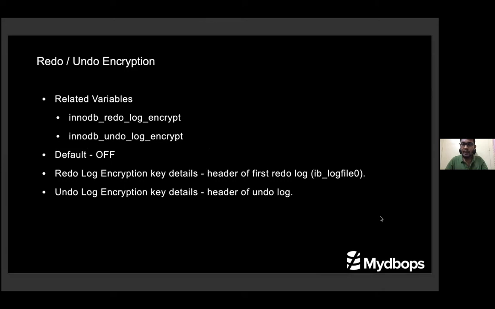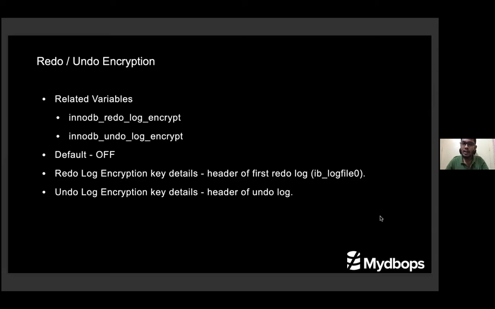And as we said earlier for binary log encryption, there will be a header. That header will have the information of the encryption key. Here also in the undo log, the header will be there, and in that header, the encryption details will be present. But in the case of redo log, we have multiple redo logs in some cases. In that case, the first redo log will have the information of the encryption key, that is ib_logfile0. Okay.